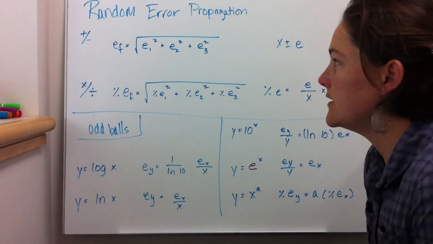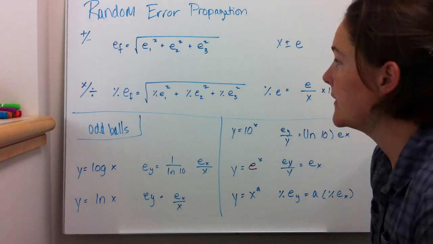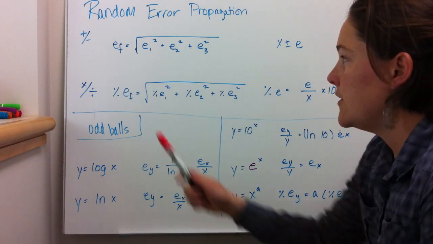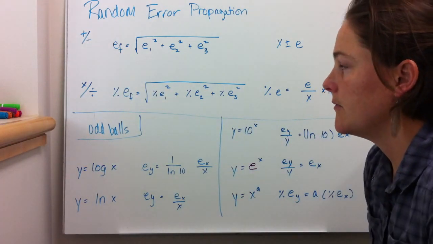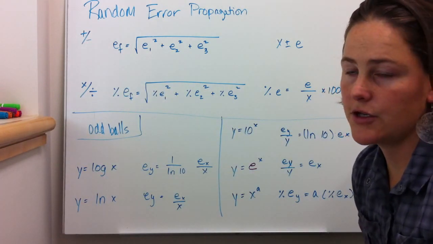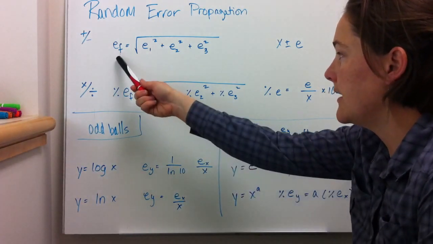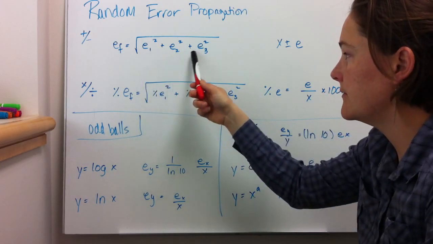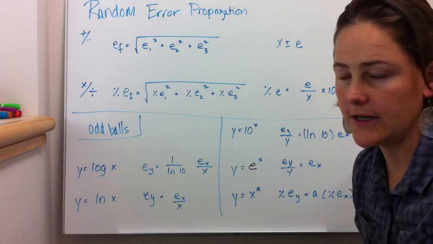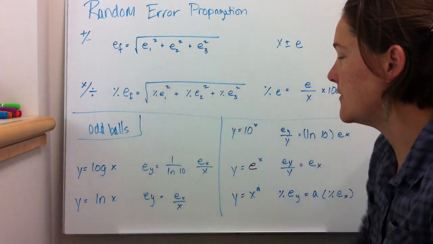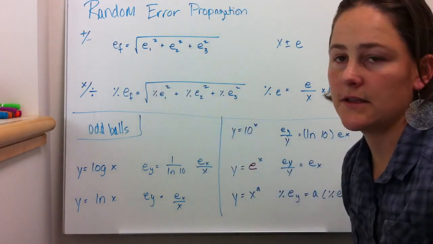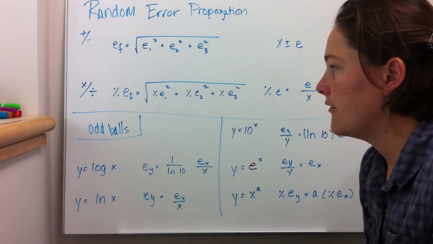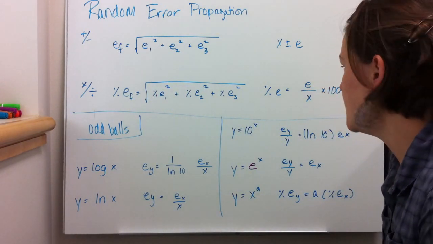Alright, so let's talk about random error propagation. When you are doing addition and subtraction, the final error is equal to each of the errors that you're trying to add together. You square each of those, and then you add them together, and then you take the square root, and that's your final error. For multiplication and division, it's a little bit more complicated.